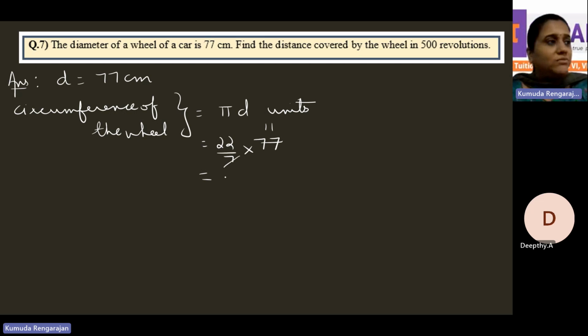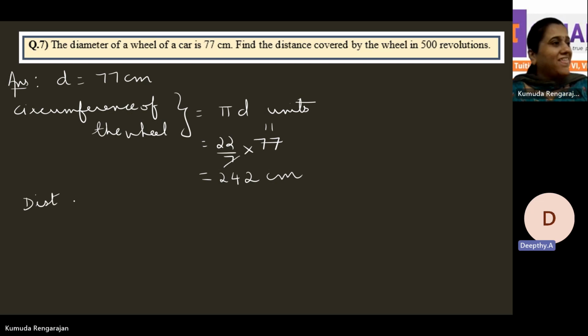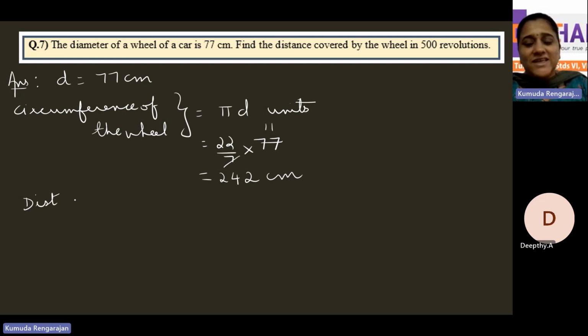So what is 22 into 11, Deepthi? Ma'am, 22 into 11 is 242 centimeters. Okay. So what is the circumference? It's the distance covered in one revolution. Circumference of the wheel is nothing but the distance covered in one revolution. So you must say that the distance covered by the wheel in one revolution is 242 centimeters. Therefore, distance covered in 500 revolutions is equal to 242 into 500.